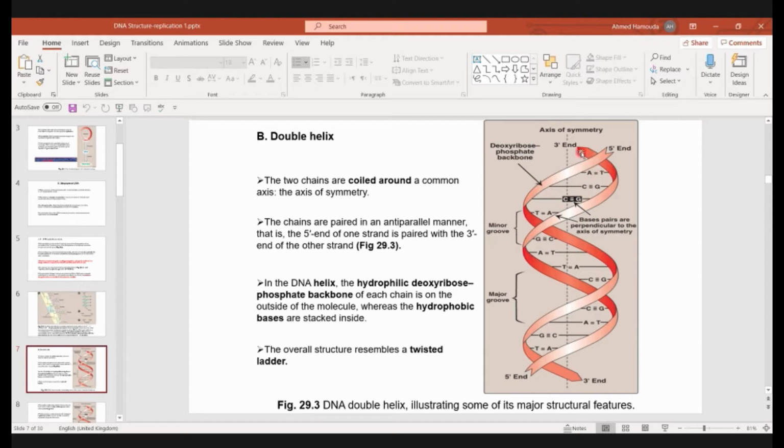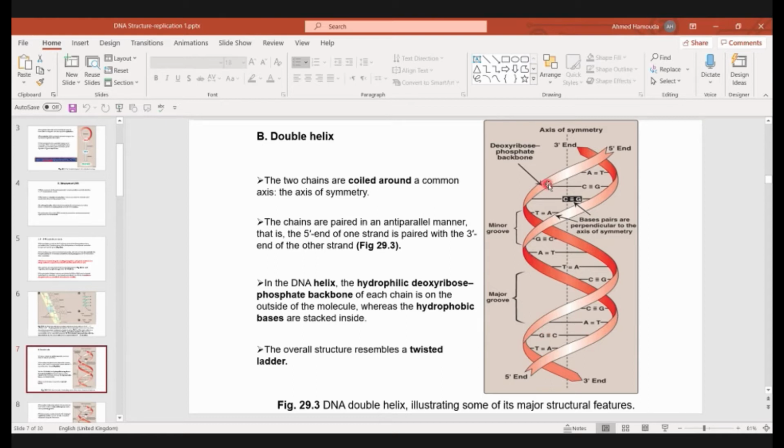So they are twisted around, and they are what we call anti-parallel. Why anti-parallel? It means one chain goes 5 prime to 3 prime, and the other chain goes 3 prime to 5 prime. So if you look here, the 5 prime on one strand has a 3 prime on the other strand. And if you look at the bottom, 3 prime here and 5 prime here. That's why we call it anti-parallel. They go opposite to each other.